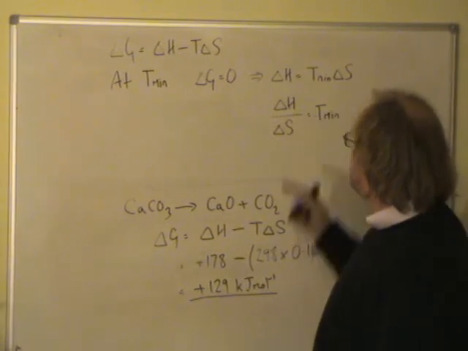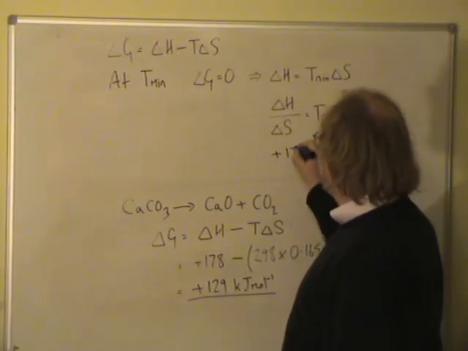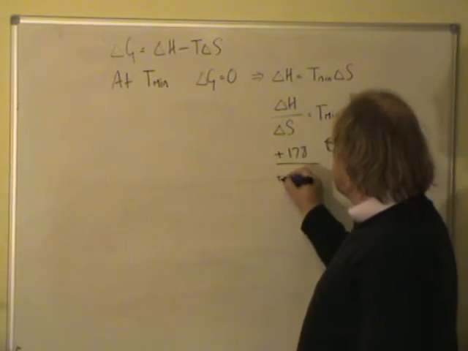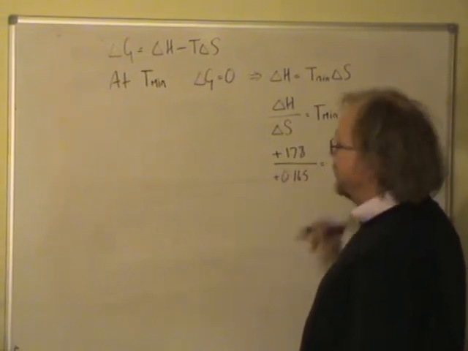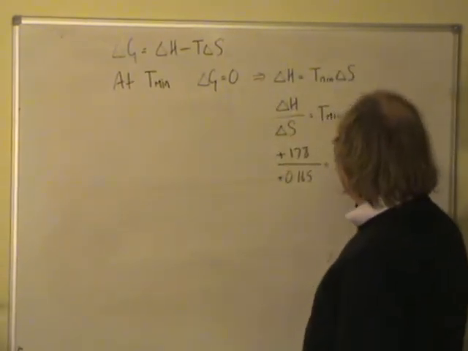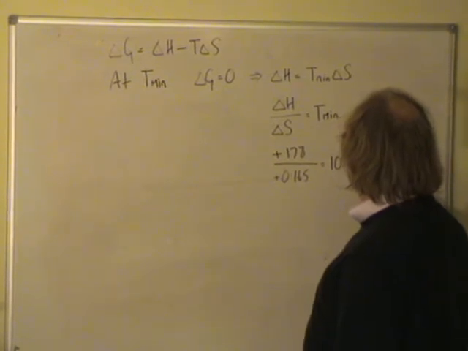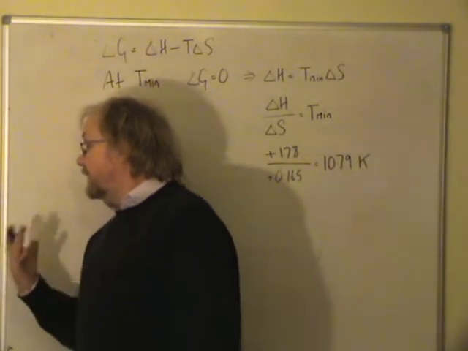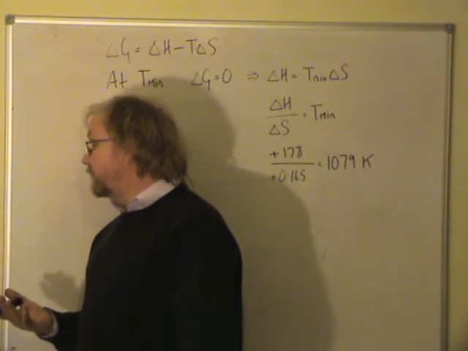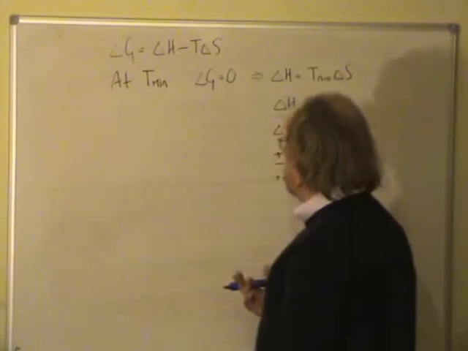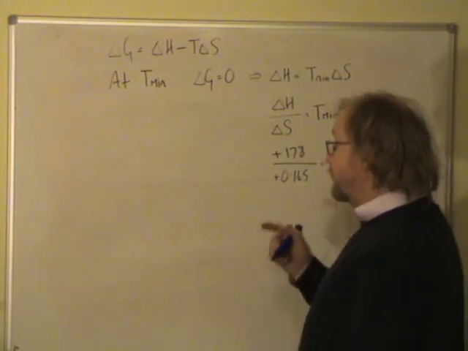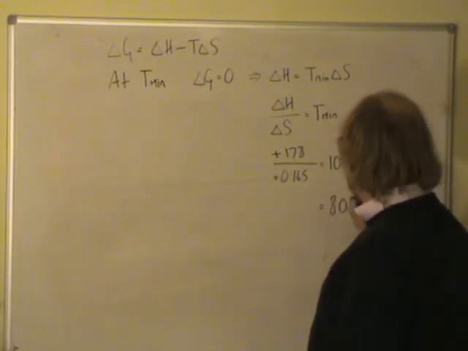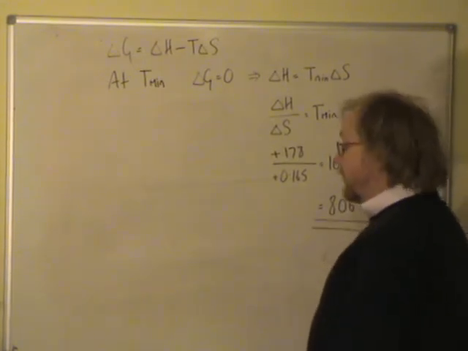And you just plug the numbers in. Delta H is plus 178. Delta S is plus 0.165. And you work that out and you get 1079 Kelvin is that ratio. And that would actually do as your answer, because it doesn't specify what units you've got to put it in. But if you wanted to put that in degrees C, remember you just have to take away 273, so that is equal to 806 degrees C. And that's the end of that question.